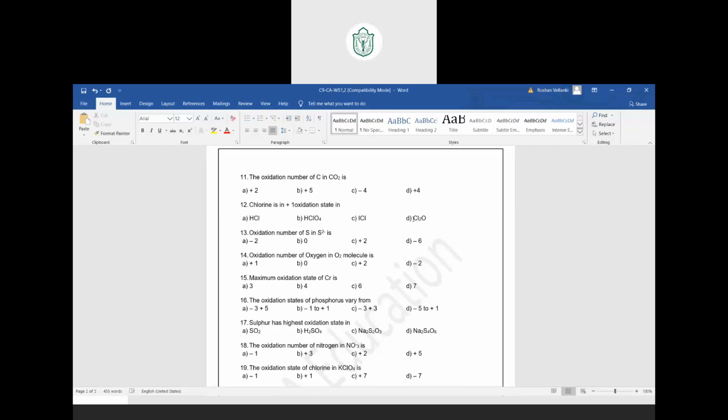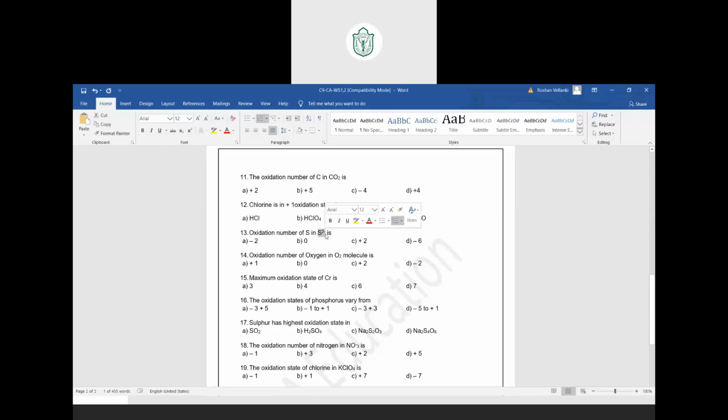Vineet saying option A. Venkat and Dripesh got a doubt with -2. Anish saying -2, okay. Aritrika saying -2. Okay, see guys, oxidation number of sulfur in pure sulfur is 0. But this is not pure sulfur. What is this? This is sulfide ion.